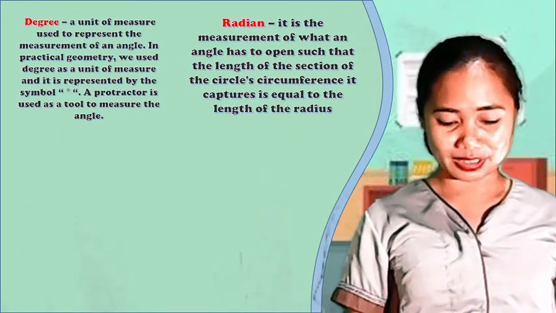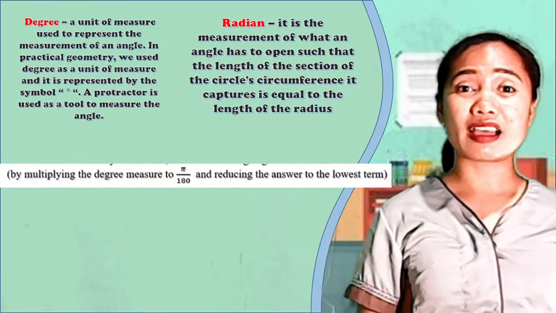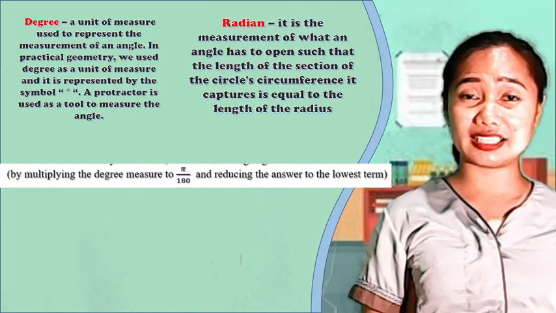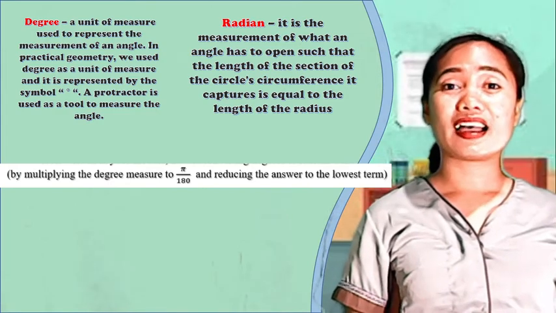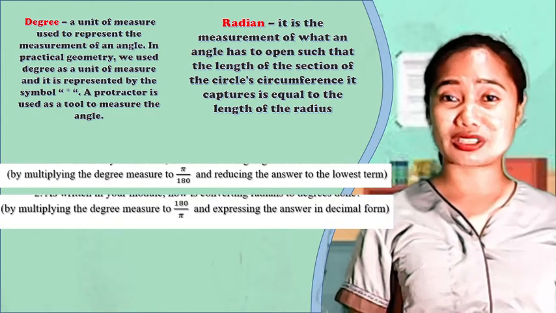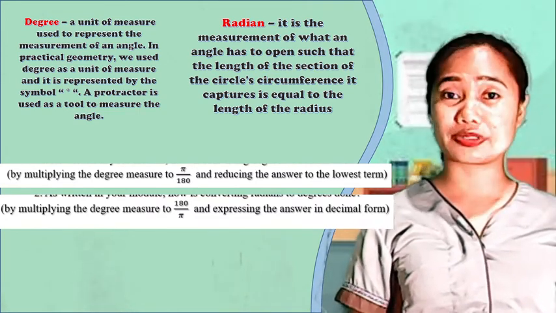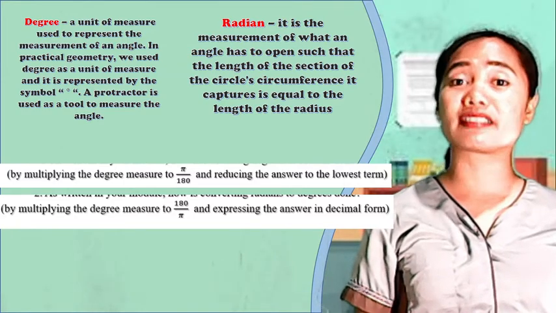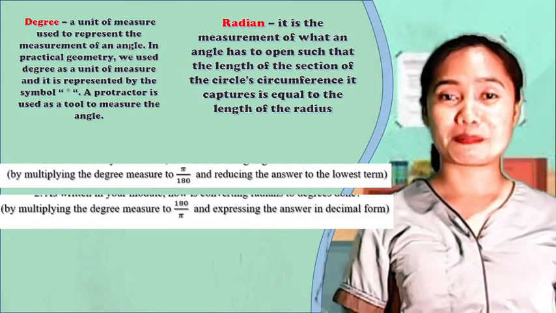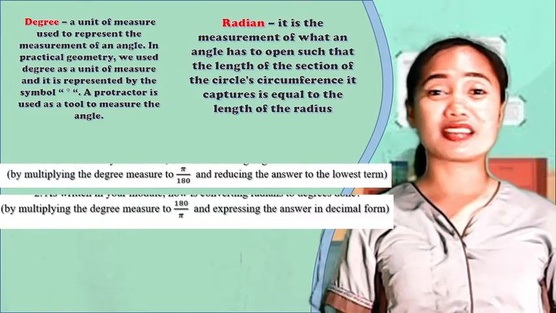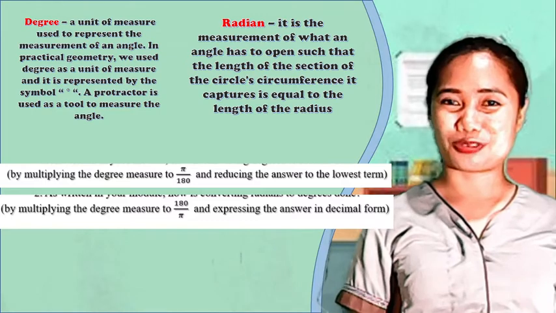And then, by converting degree to radian, we simply multiply the degree with pi over 180 degrees, and then reduce it into lowest term and put the radian measure. Then, in converting radians to degrees, all you have to do is multiply the radian measure into 180 over pi. And that would be the degree measure if you convert it into decimal form.